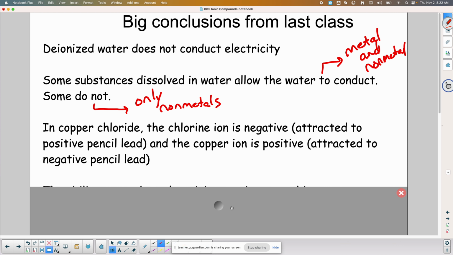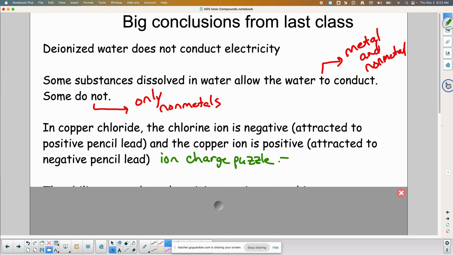We used the battery to make one pencil lead positive, one pencil lead negative. And now we knew that the chlorine ion was negative and the copper ion was positive. Then we took that one step further and we worked on our ion charge puzzle. Knowing that chlorine was a -1 and having a big list of chemical formulas that the different elements were able to make, from the ion charge puzzle we could start to infer the charge on different types of ions.